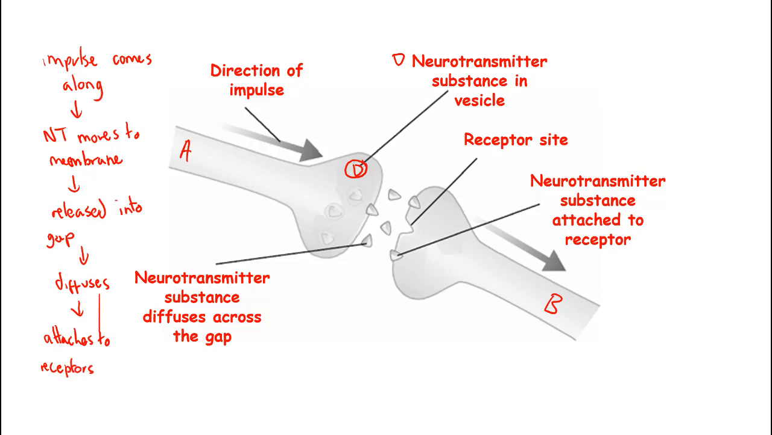Now, the reason why these neurotransmitters will fit into these receptor sites is because they have a complementary shape, which you might remember from enzymes means they have a shape that matches each other. And then, if enough neurotransmitter diffuses across, that allows the electrical impulse to carry on along this way. And that's how a synapse works. So moving on then.